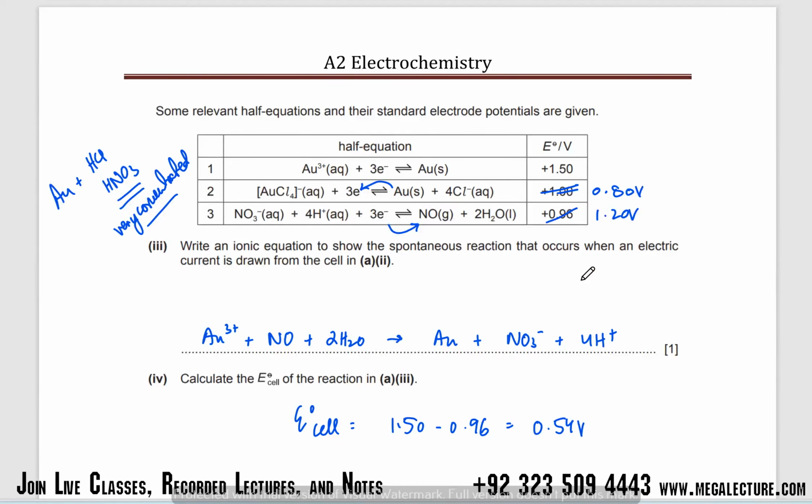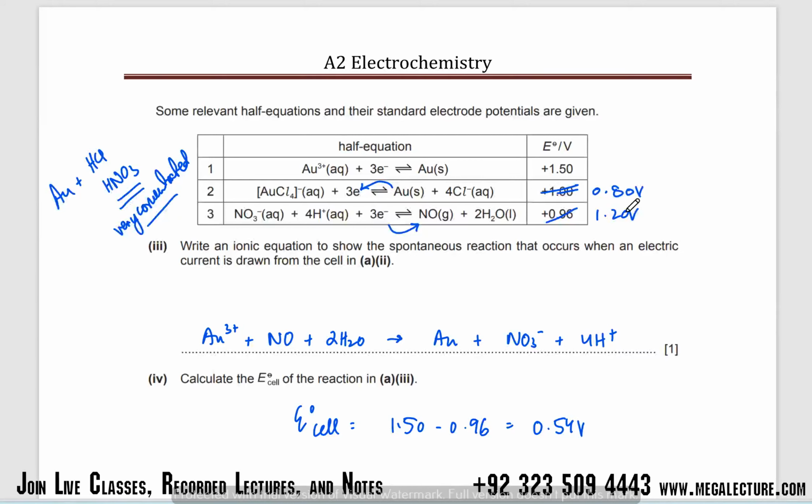Now your E naught cell is going to be positive because reduction minus oxidation is going to give you a positive E naught cell. This will be the higher potential, so it will gain electrons. This will be the lower potential, so it will lose electrons. So now gold will dissolve. So that's what you're going to write. You're going to write that this equilibrium shifts to the left, so it becomes lower. And this equilibrium shifts to the right, equilibrium number 3.